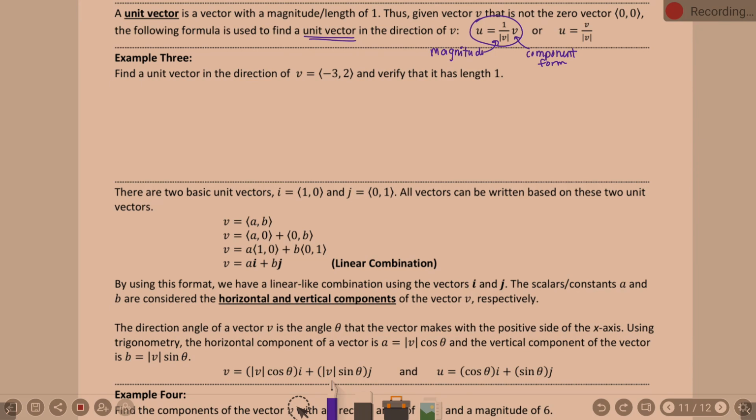Okay, so example 3. Example 3 asks us to find what? Well, a unit vector, of course, because I just gave you a formula for a unit vector. Find the unit vector in the direction of v equaling -3, 2, and then verify it has length 1. Set that aside in your brain for a moment. We'll talk about that later. Let's start by how do we find a unit vector in the direction of v equals -3, 2.